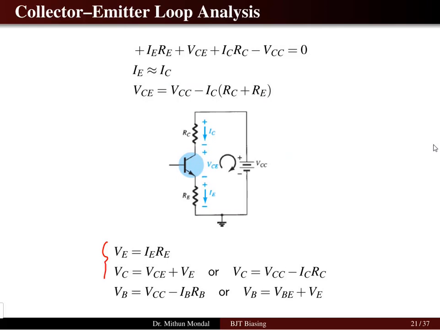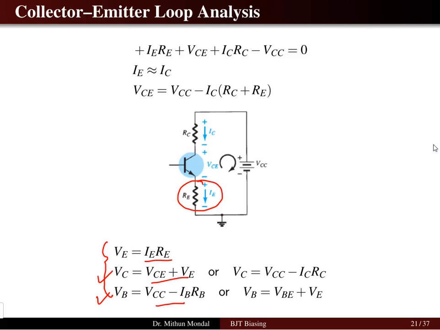Also, we can have certain other expressions, that is, the voltage across the emitter, which is equal to IE into RE. The voltage of the collector and the voltage of the base we can obtain from the equations of the different voltages.